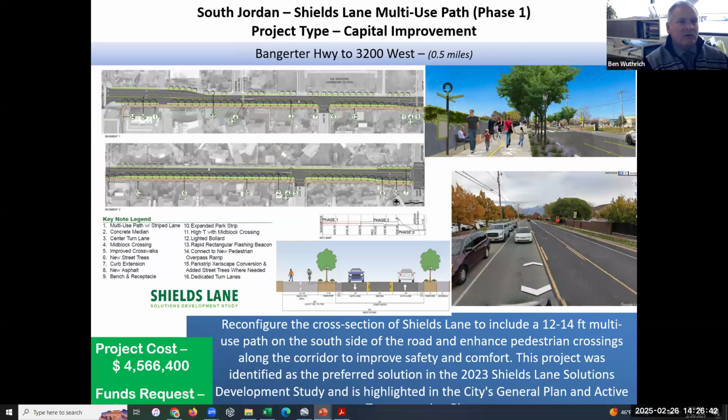The next project is a request from South Jordan. This is on the Shields Lane. This is to create or construct a multi-use path. This is phase 1 between Bangerter Highway and 3200 West. What this will do is include a 12 to 14 foot multi-use path on the south side of the road. So the road alignment will be realigned, and the striping with the inclusion of the improvements to the multi-use path. 4.5+ million is the estimated project cost. The request is for just under $4 million.